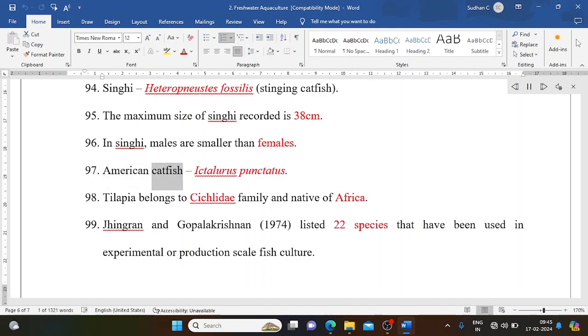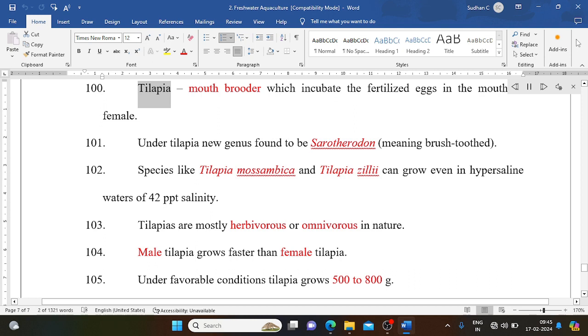American catfish, Ictalurus punctatus. Tilapia belongs to the Cichlidae family and is native to Africa. Yashouv and Gopalakrishnan, 1974, listed 22 species that have been used in experimental or production-scale fish culture. Tilapia are mouth brooders, which incubate the fertilized eggs in the mouth of the female. Under tilapia, a new genus was found to be Sarotherodon, meaning brush-toothed.